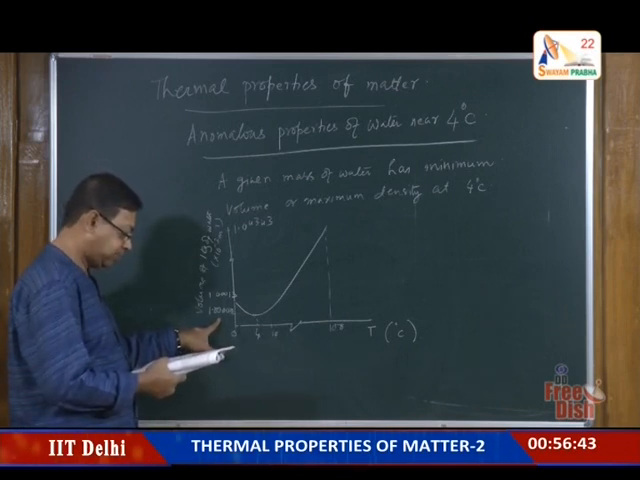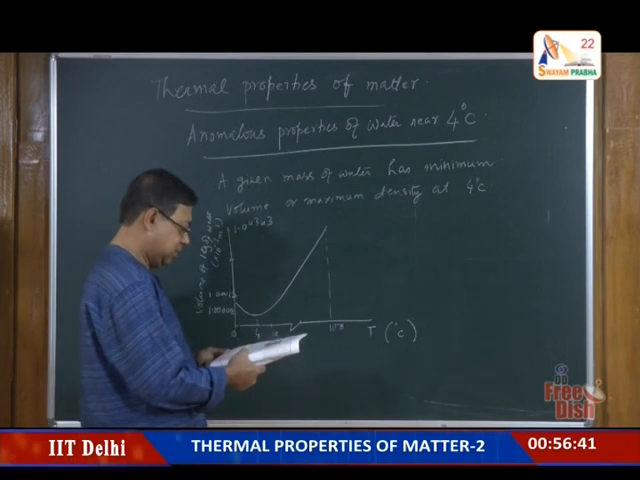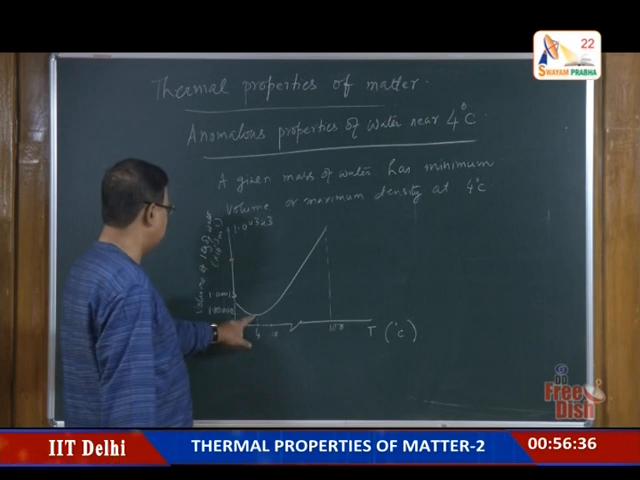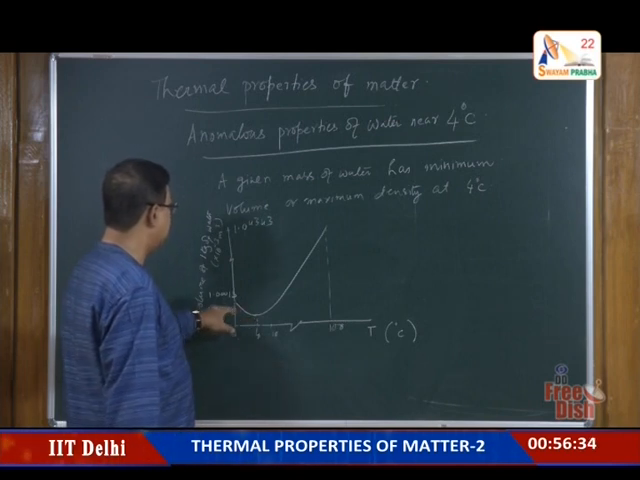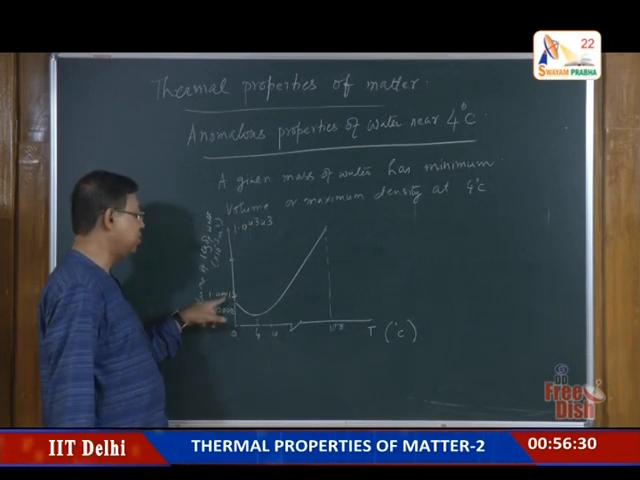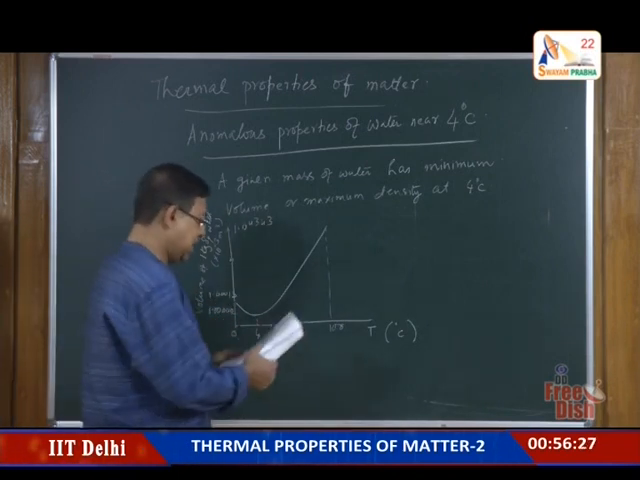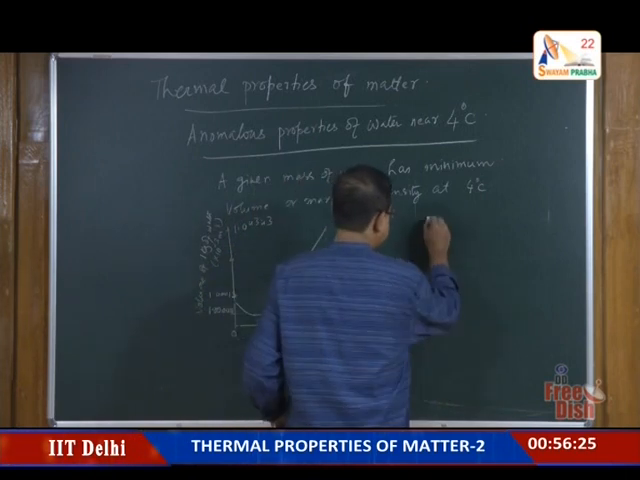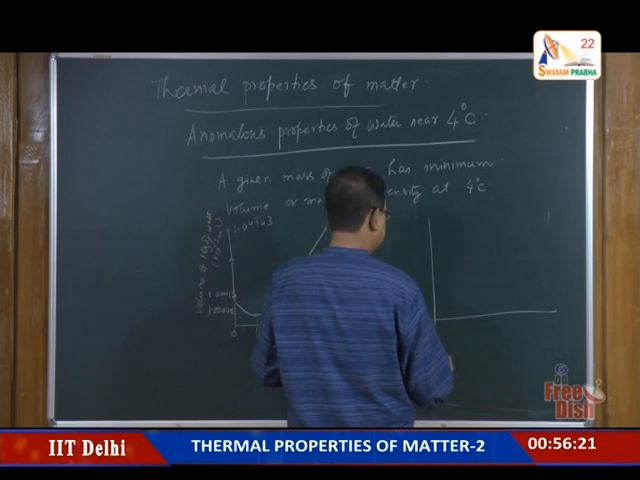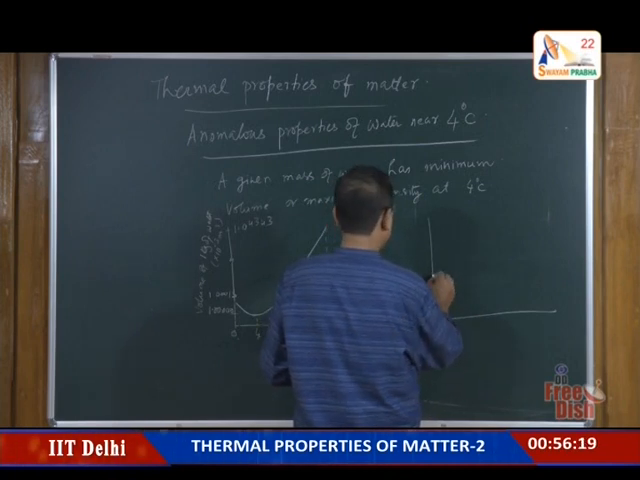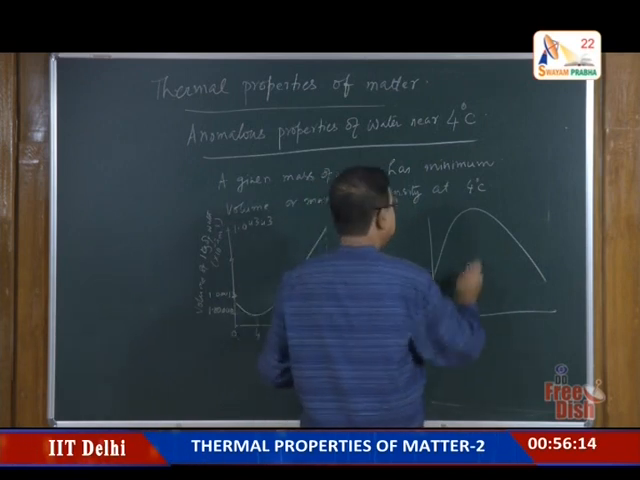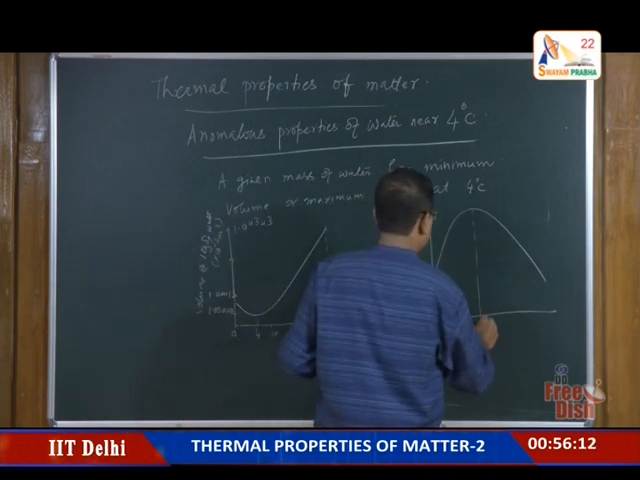which touches a value equal to 1 at 4 degree centigrade, while at 0 degree centigrade, it's 1.00013. And as a result, if you draw the density, the density will also go like this, and this is at 4.